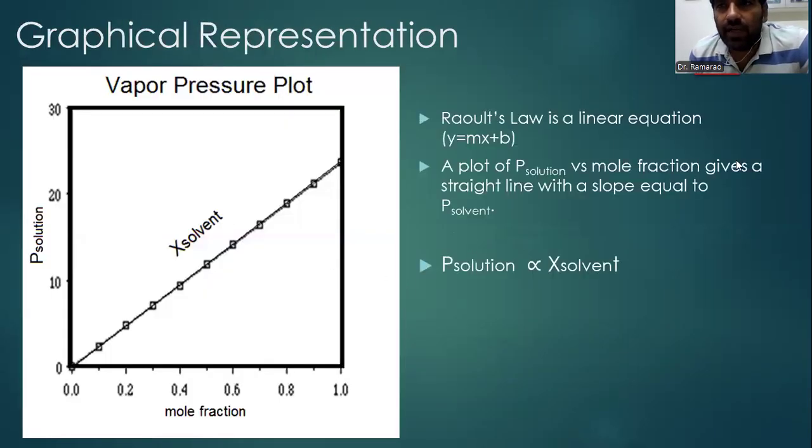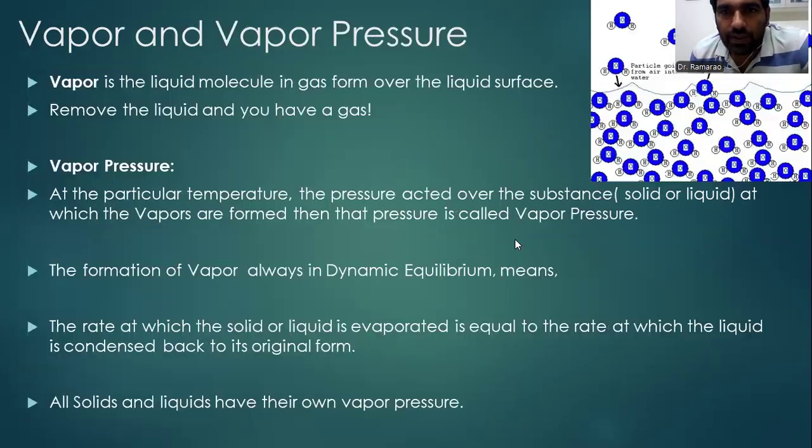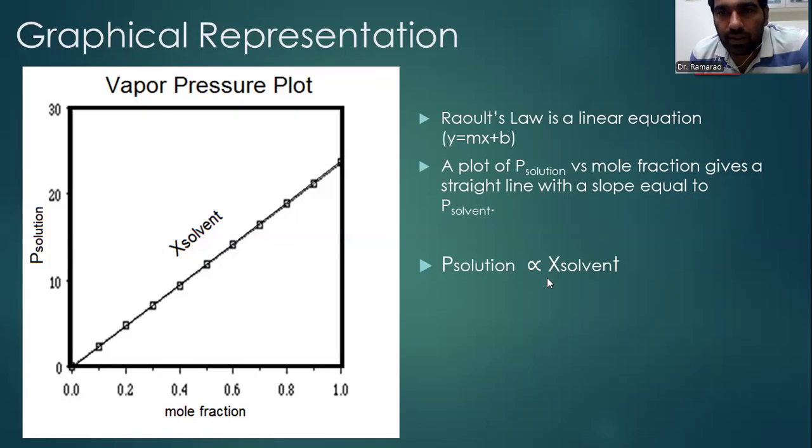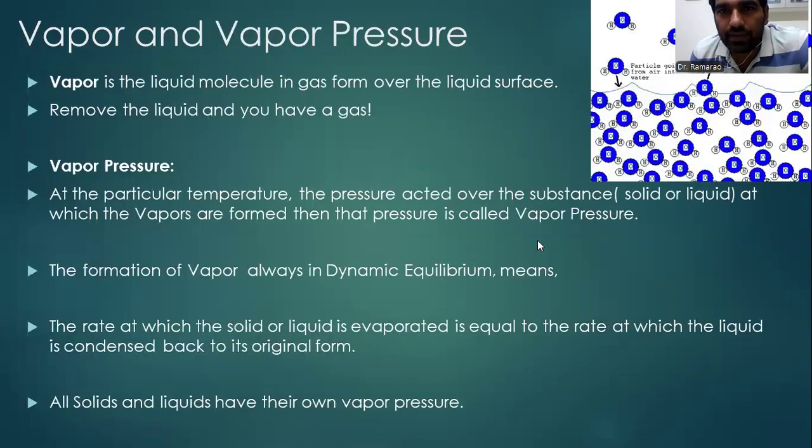So this is the graphical representation of Raoult's law. We plot P solution versus mole fraction. It is a linear function, y equals mx plus b. So it's a straight line with a slope equal to P solvent, and the P solution is directly proportional to X solvent.